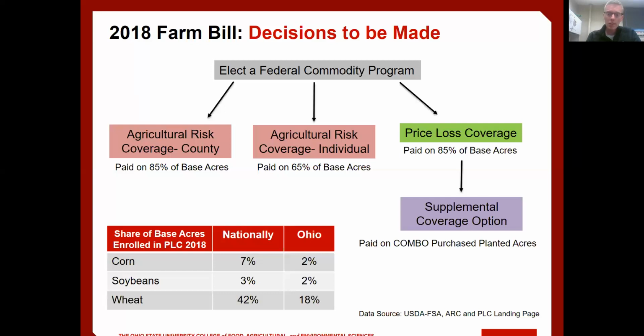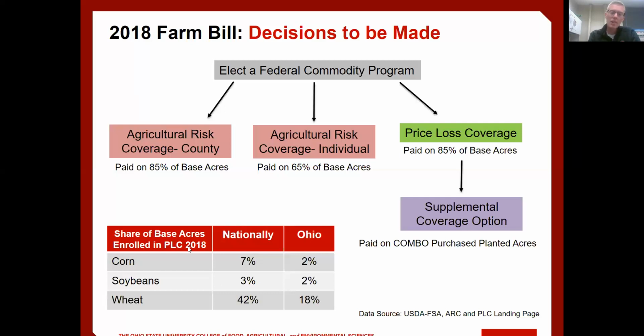So that's one downside of an area-based policy, but it is cheaper if you don't expect to need prevent plant in a year, and you're looking at getting higher insurance coverage at a lower rate. So just something to keep in mind.